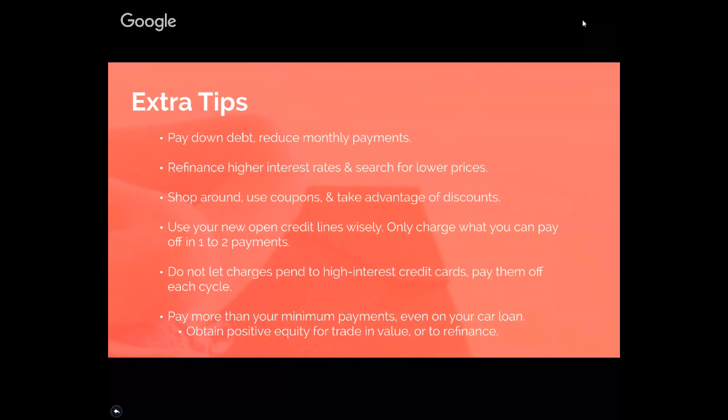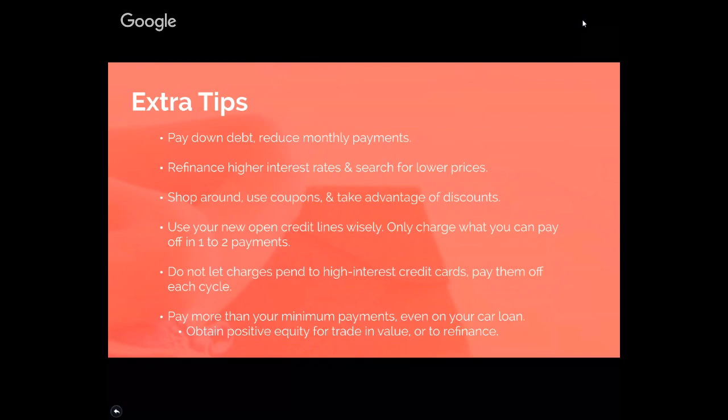You want to pay more than your minimum payments, even on your car loan, so that you get positive equity when it comes time for a trade-in, or if you want to refinance. Say you have a car loan with a high interest rate, start paying large payments. Get it down to what we consider NADA value. And then when we give you that loan, you don't have to worry about any money down. You get a lower interest rate because your credit's going to look good since you've gotten that debt down, and it gets you in a better position to refinance with us or with any lender for that matter.